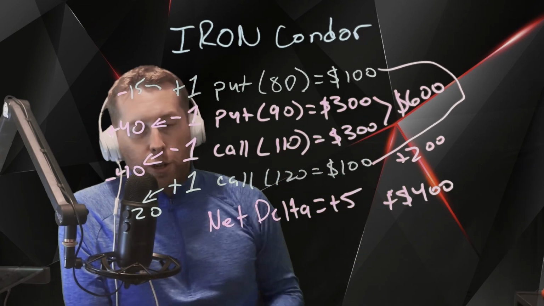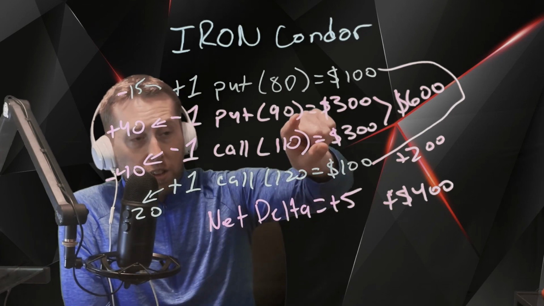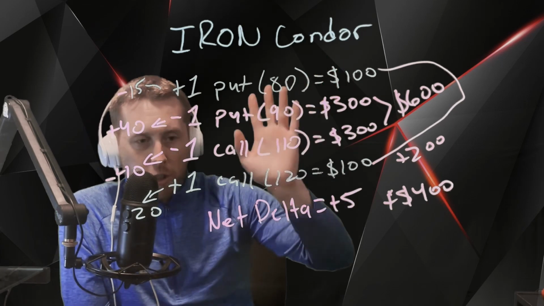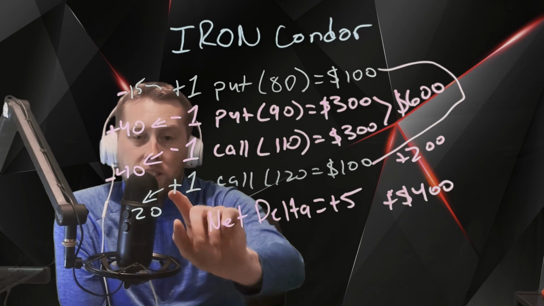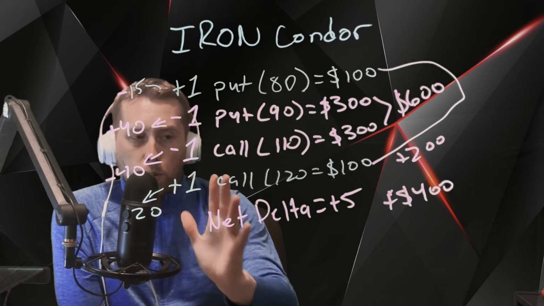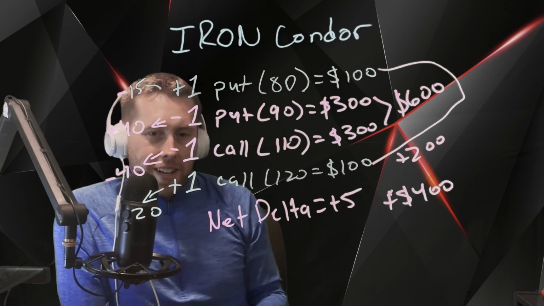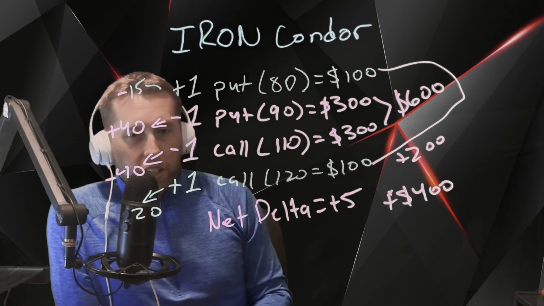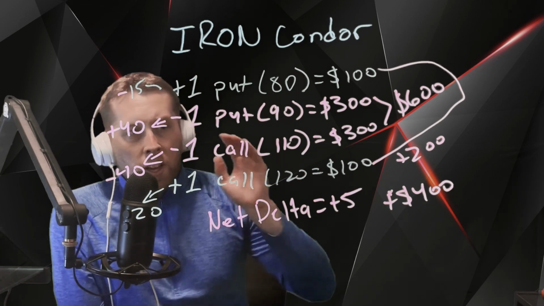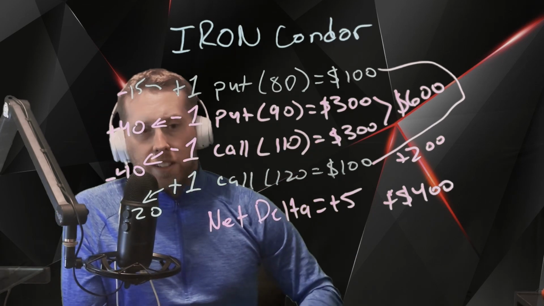You don't care if the stock goes up and down. As long as it stays between 90 and 110, that's all you care about. And you keep your deltas as close to 0 as possible. And you don't have to worry about seeing a whole bunch of ups and downs while it's working till expiration. So that's kind of the main concepts behind being delta neutral.